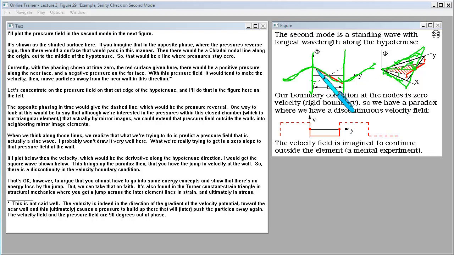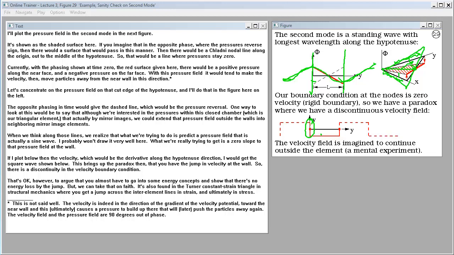If I plot below then the velocity, which would be the derivative along the hypotenuse direction, I would get the square wave shown below. And this brings up the paradox then that you have the jump in velocity at the wall. So there's a discontinuity in the velocity boundary condition. That's okay, however. To argue that, you almost have to go into some energy concepts and show that there's no energy lost by that jump. But we can take that on faith.